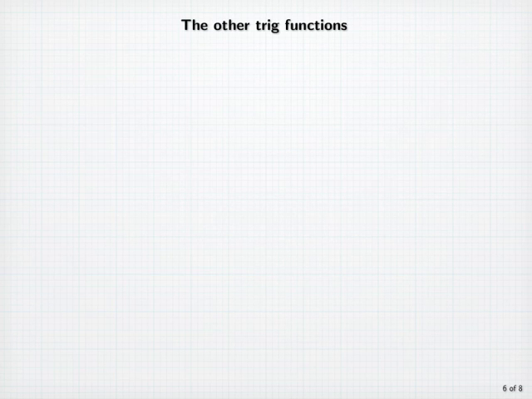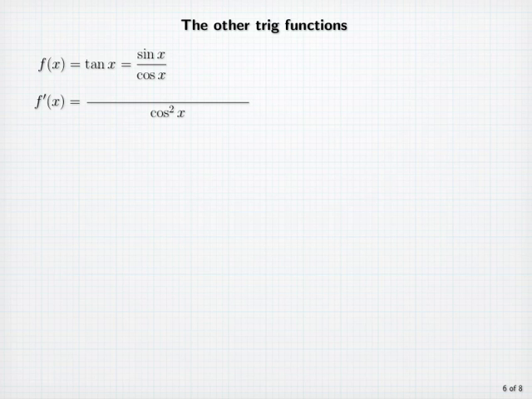The other trig functions. Let's look at the tangent function. Let f of x equal tangent x. This is the same as sine x over cosine x, so we can use the quotient rule to calculate f prime of x. The denominator will be cosine squared x. The numerator will be the derivative of sine x, or cosine x, times cosine x, minus the numerator sine x times the derivative of the denominator cosine x, which is negative sine x.